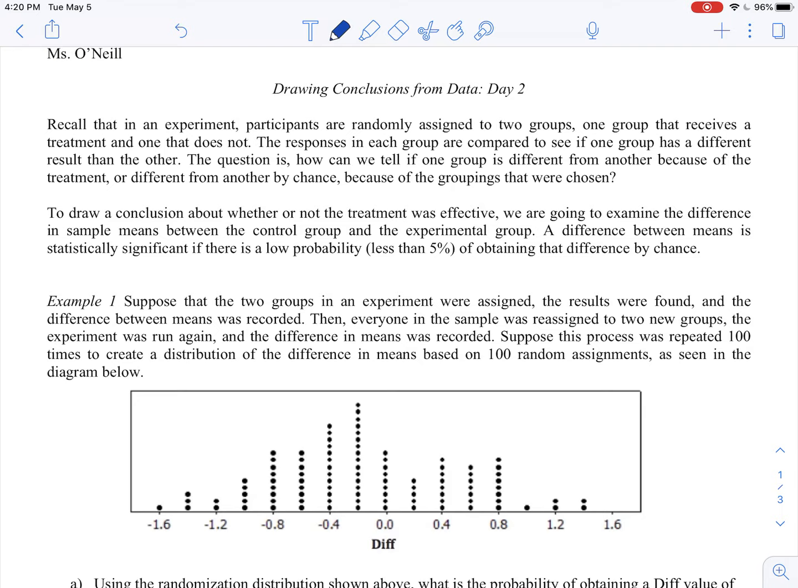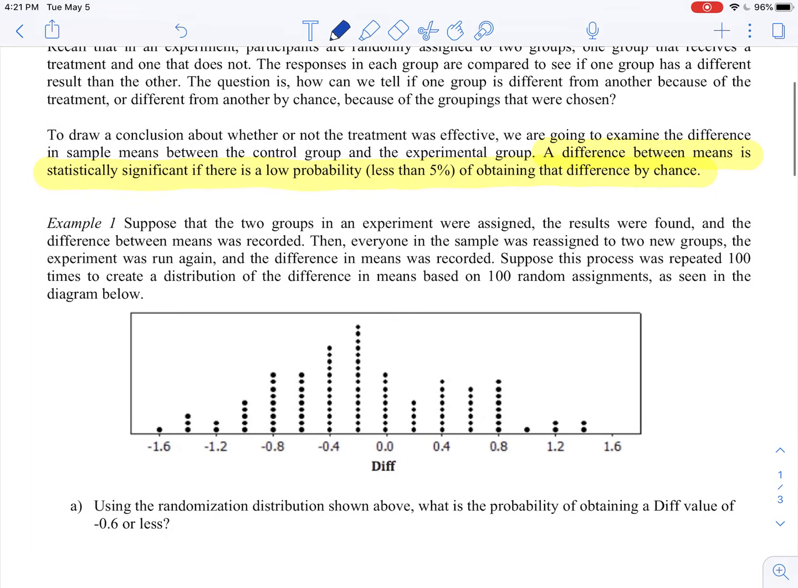Now, there's a technical way we're supposed to do this in terms of statistics. So if you go to a higher level stats class, you'll basically analyze statistical significance if there is a low probability of obtaining that difference by chance. Now, I find that sometimes that terminology gets a little overwhelming. So what I'm going to do here is I'm going to try and tie this in with the normal interval that we've been talking about for the past couple of days.